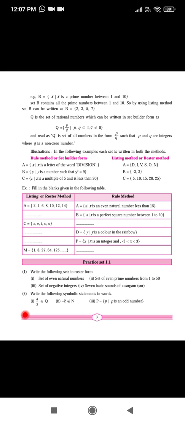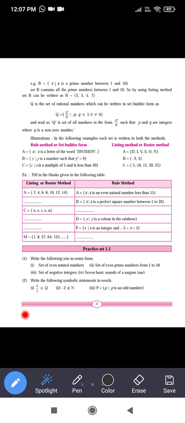Okay, next part. See example number 2. Set B is the set of all x such that x is a prime number between 1 and 10. So what are prime numbers? Those numbers which can be divided by only two divisors: 1 and the number itself.